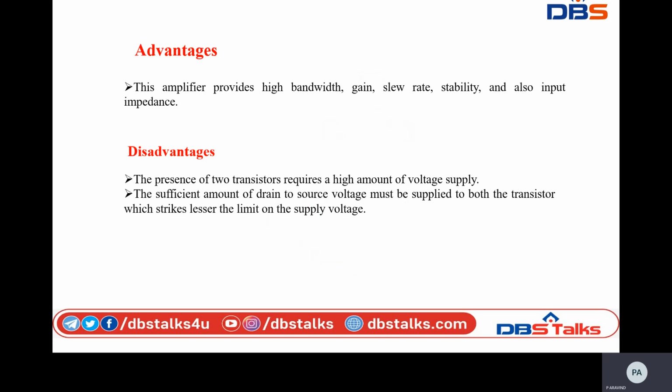Coming to advantages, this amplifier provides high bandwidth, gain, slew rate, stability, and also input impedance. Coming to disadvantages, this amplifier requires two transistors with a high voltage supply, and also a sufficient amount of drain-to-source voltage must be supplied to both transistors, which places a limit on the supply voltage.